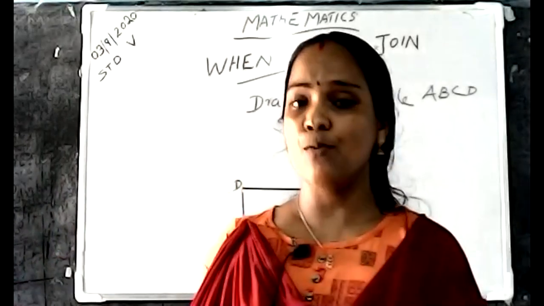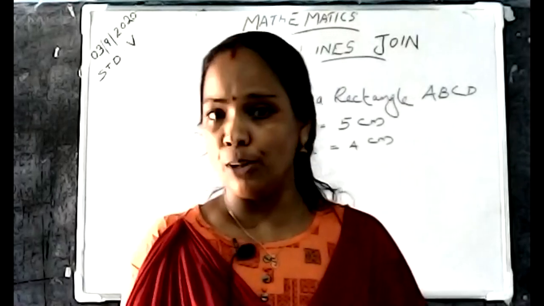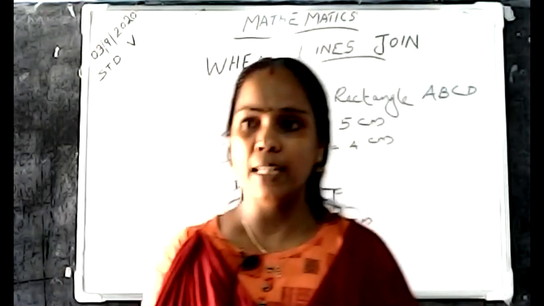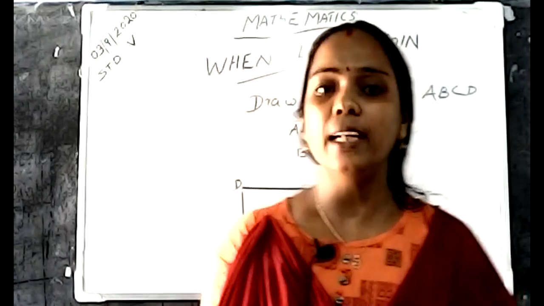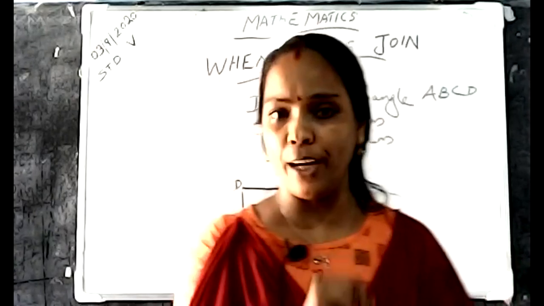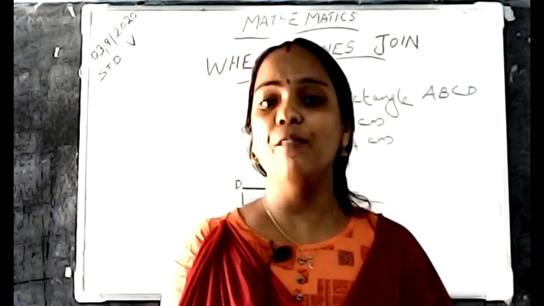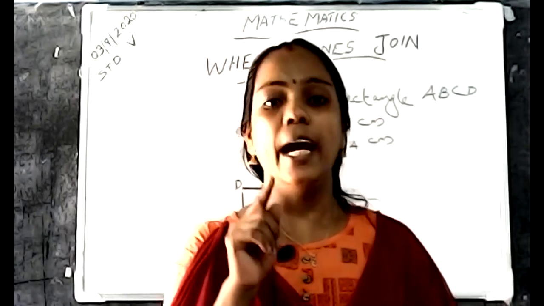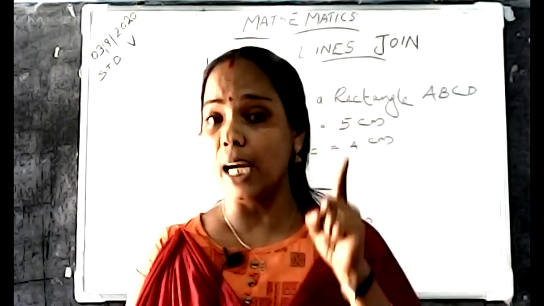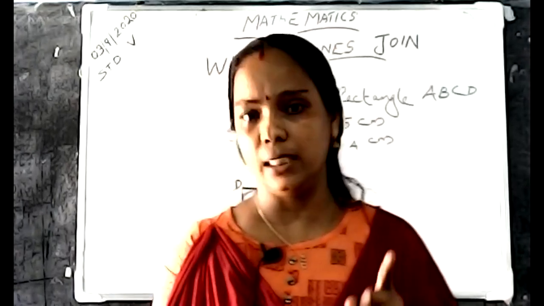Some geometry figures are to be drawn in this chapter. Today, we want to conclude our class. Which is our chapter name? Today we will discuss which chapter? Chapter 2, when lines are joined. When two lines are meeting, what happens? When two lines are meeting at a point, they form an angle. Okay.